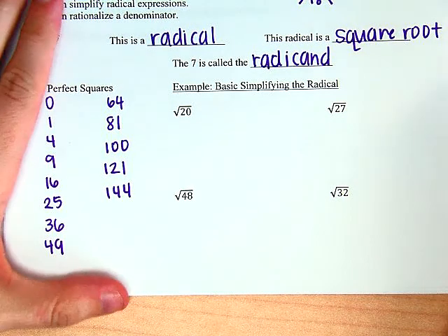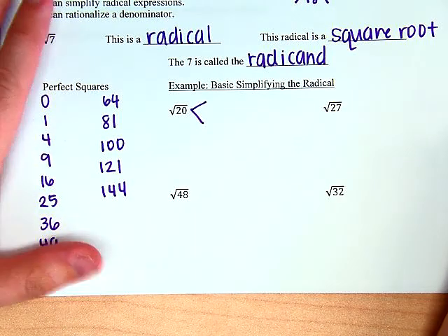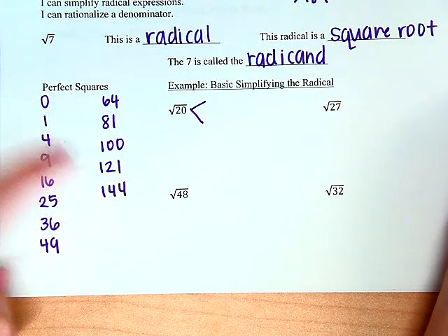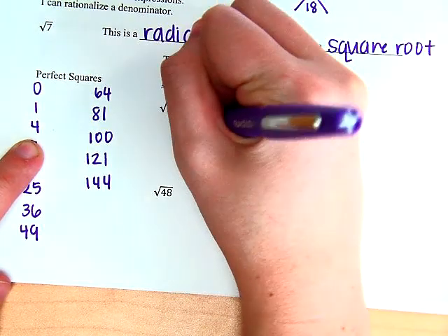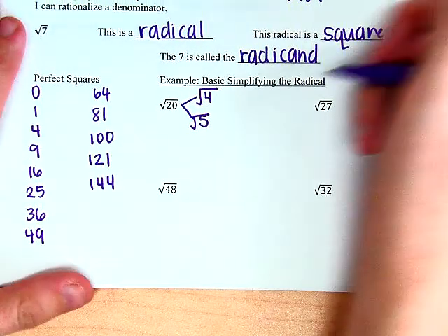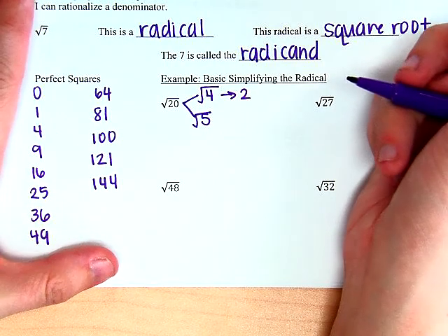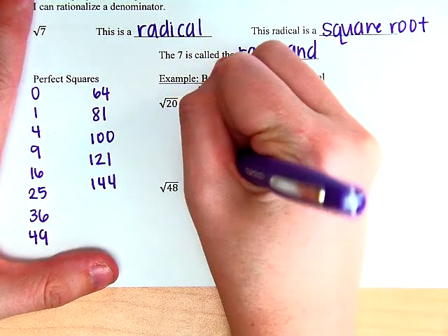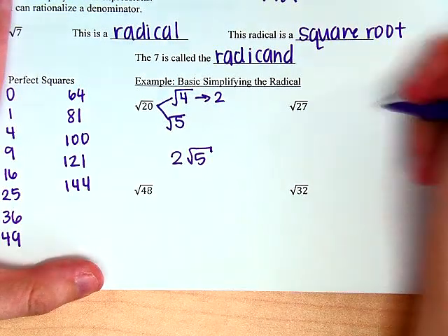Simplifying these things. So to simplify a radical, you want to split it up into one of these perfect squares in a number. So 20 is divisible by 4. So it's 4 times 5. So it's really the square root of 4 times the square root of 5. And the square root of 4 gives me 2. Square root of 5 I can't do anything with. So my answer would be 2 square root of 5.